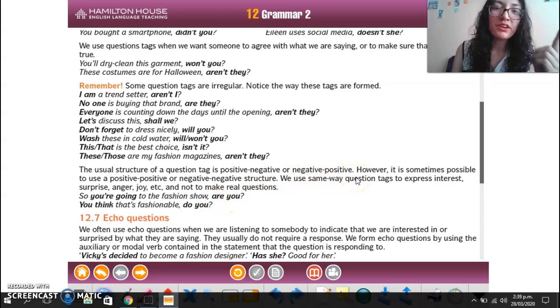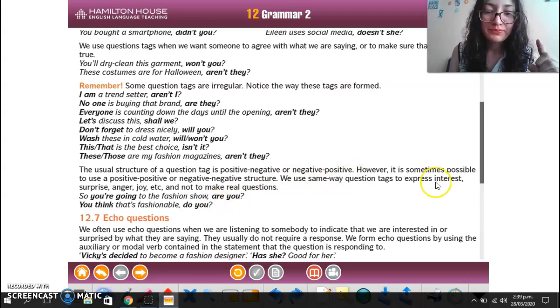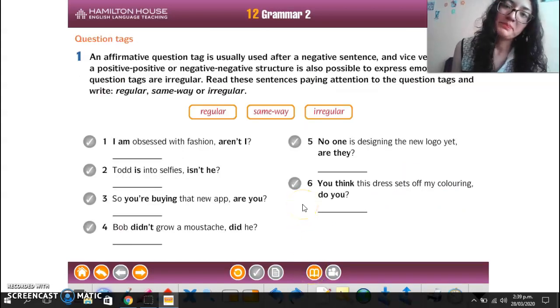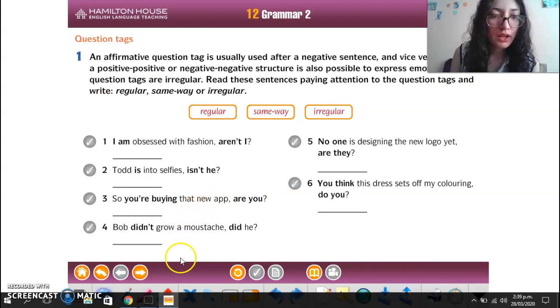Okay, so if you have learned, now we are going to practice. You are going to do it. Are you ready? Okay, now, I am obsessed with fashion, aren't I? What do you think? As you can see, this verb and this one are different. You know that they are irregular because this is not the positive, negative, negative, positive structure that is the most common one.